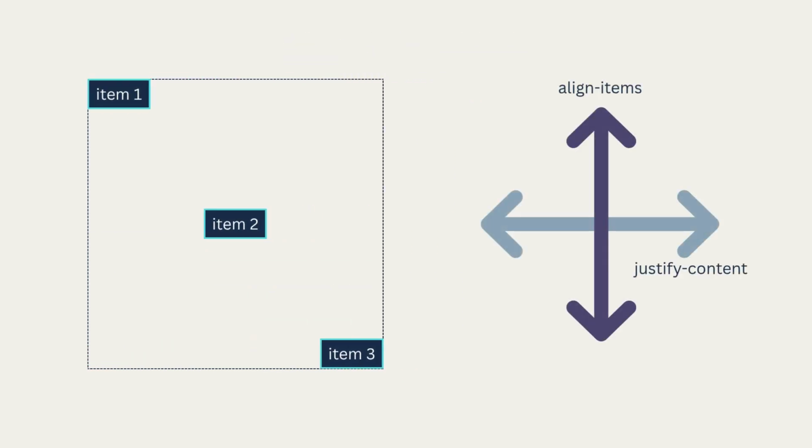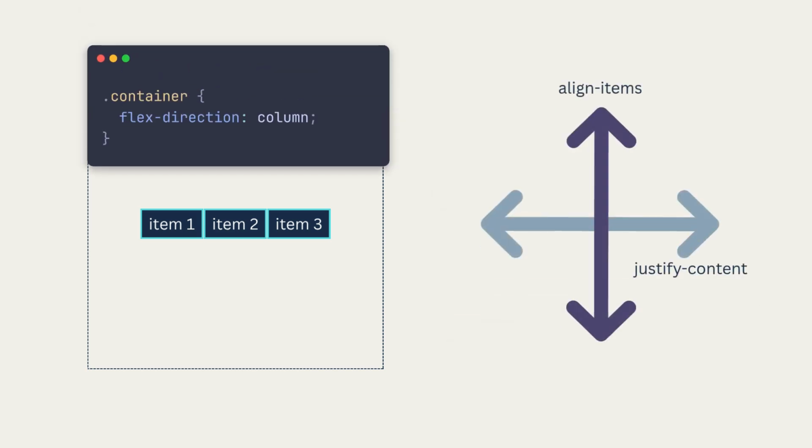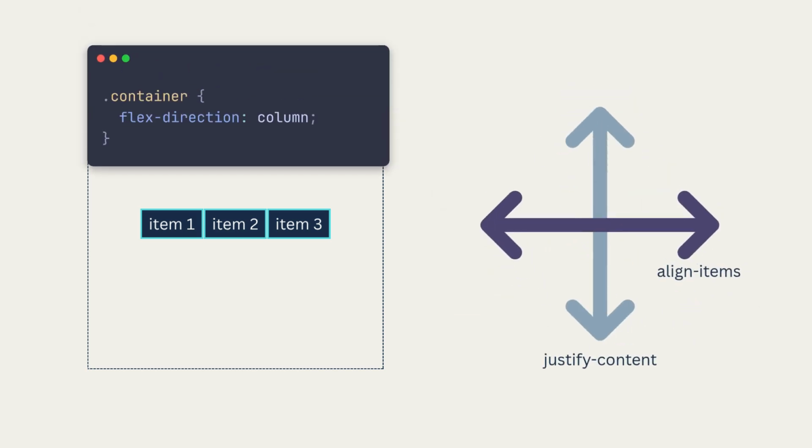Justify content and align items work independently, so you can combine both. For example, you can make the items centered both vertically and horizontally. One important thing to know is that if you set flex direction to column, align items will control the horizontal axis, and justify content will control the vertical axis.